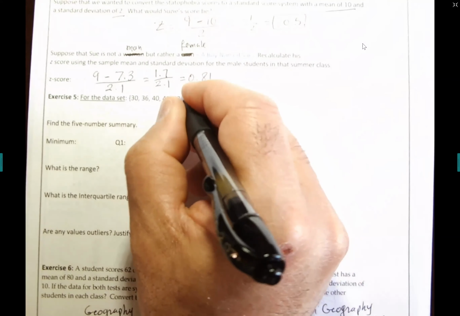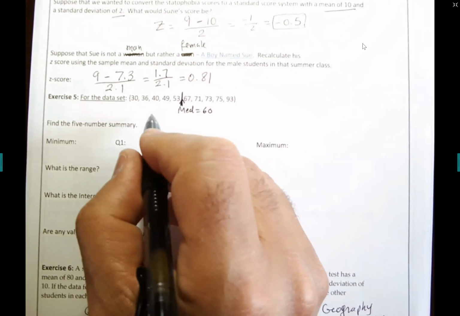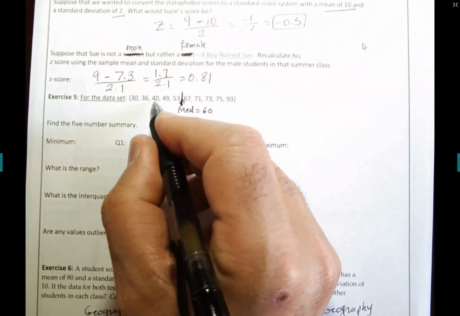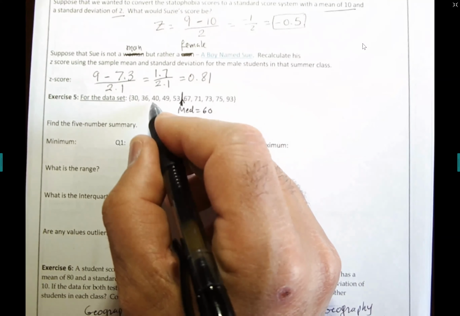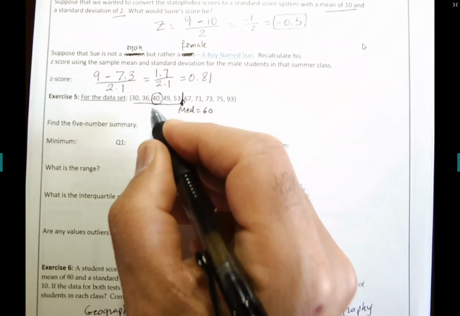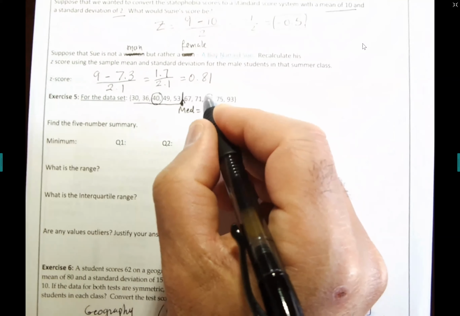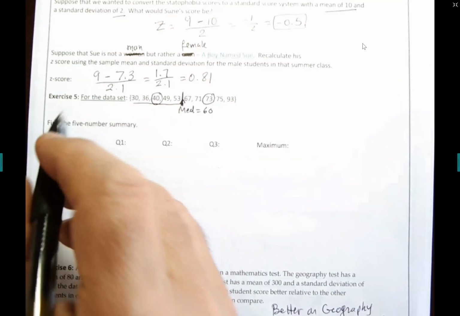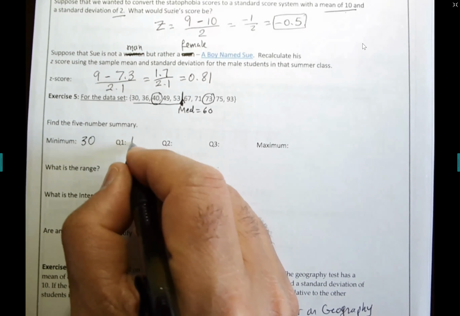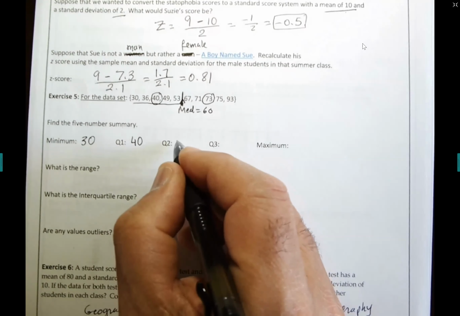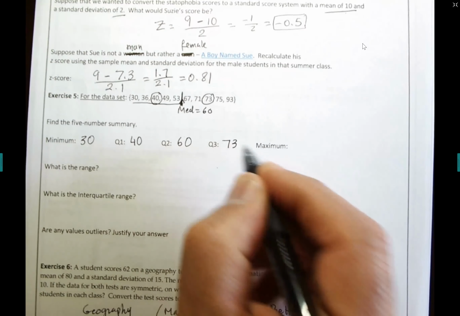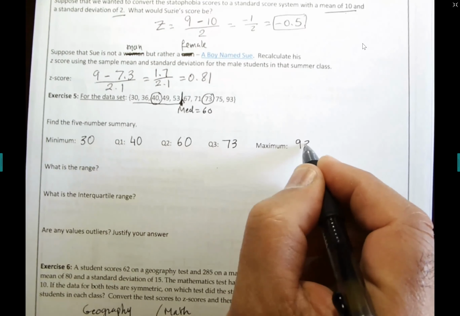Okay, that's the middle. Now I want to find Q1. Q1 is the value in the middle of the first half, right here. Well, you guys, you can see it must be 40. And the other one, the third quartile, is going to be 73. So the minimum is 30. Q1 is 40. Q2 is 60. Q3 is 73. And the maximum is 93.